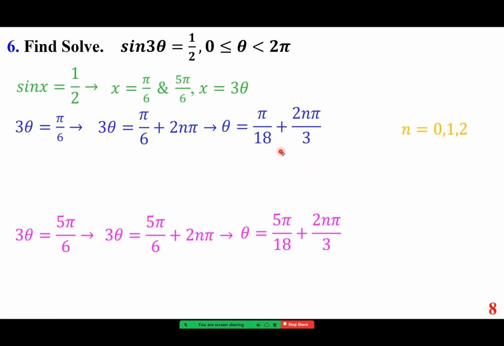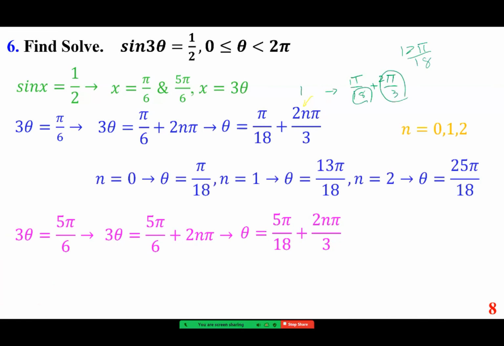If I put n equals 1, just as an example, so 0, I don't have to show, but as an example, n equals 1. If I replace n with 1, I get pi over 18 plus 2 pi over 3. Because this denominator is 18, I'm going to multiply this by 6 over 6, 12 pi over 18. And they add up to 13 pi over 18, and the next one is 25 pi over 18. So that's how you get that. So if you choose n to be 2, you get this one.